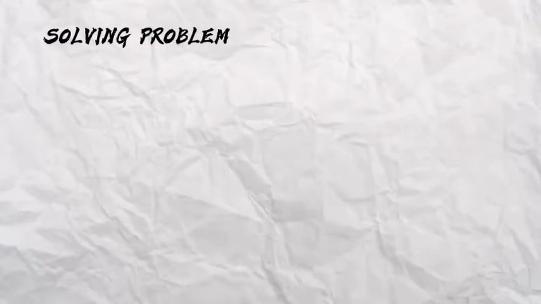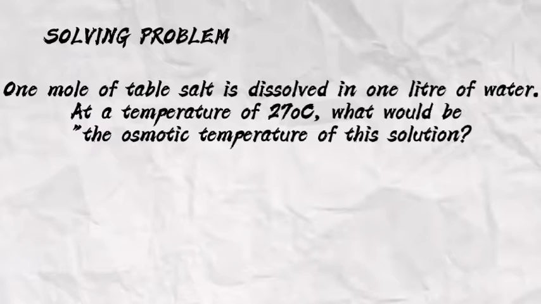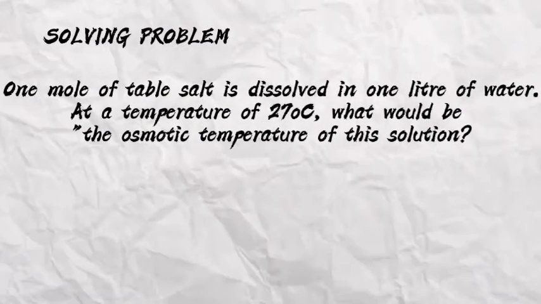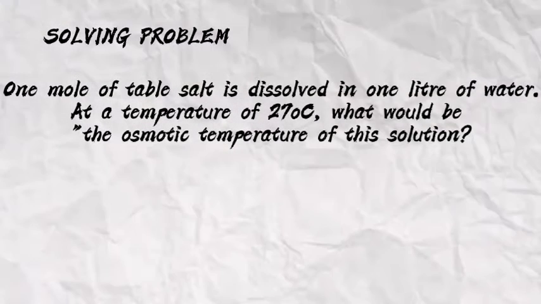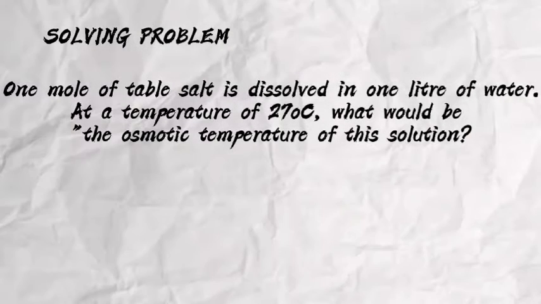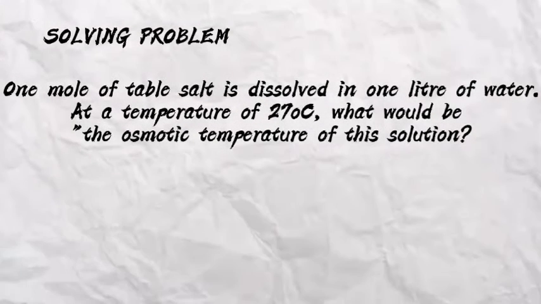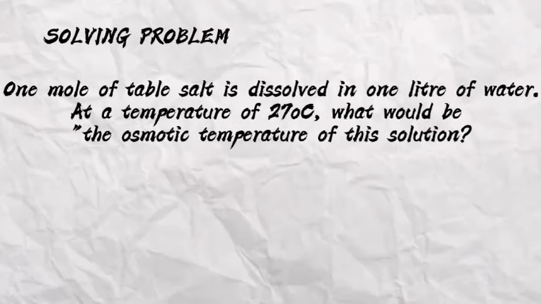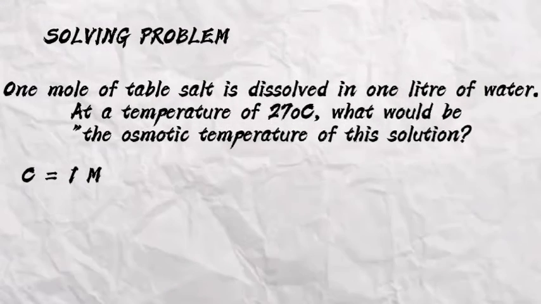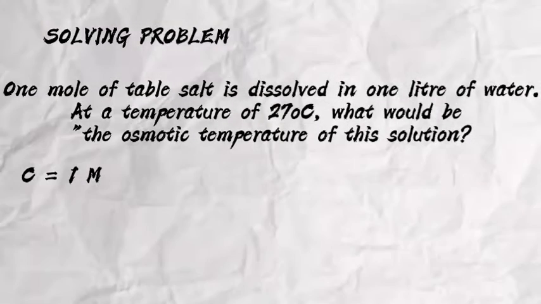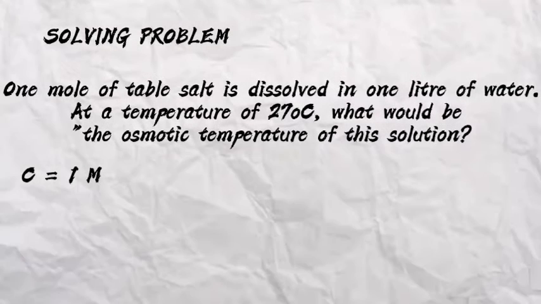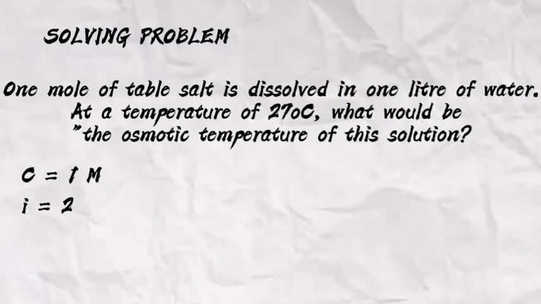So let's solve our problem. 1 mole of table salt is dissolved in 1 liter of water at a temperature of 27 degrees Celsius. What would be the osmotic pressure of this solution? The molar concentration of table salt in the solution is 1 mole per liter, equals 1 molarity. Since sodium chloride dissociates into 2 ions, the value of the van't Hoff factor will be 2.